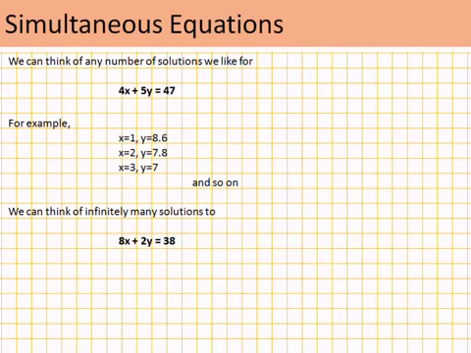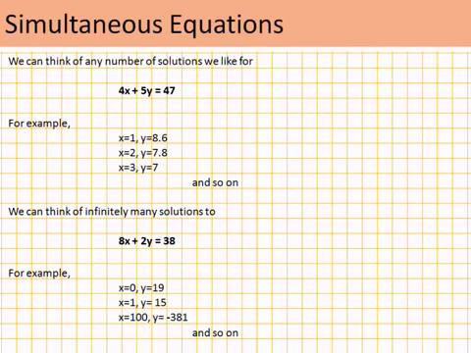And equally, there's another equation, and you can think of infinitely many solutions to 8x plus 2y equals 38. For example, if x is 0, then y would have to be 19, so that you get 0 plus 38 equals 38. 1 and 15 work: 8 plus 30 equals 38. You can think of any value you like for x and then just make the y value so that it works out that the whole thing comes to 38, and so on.